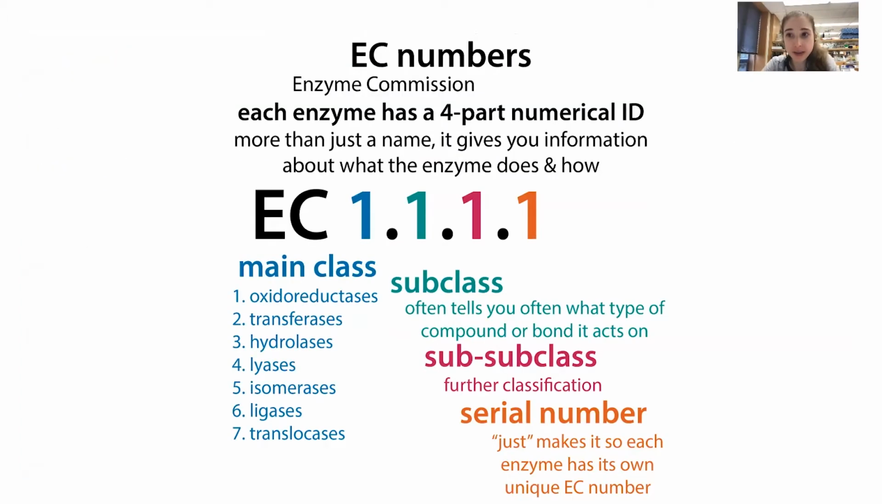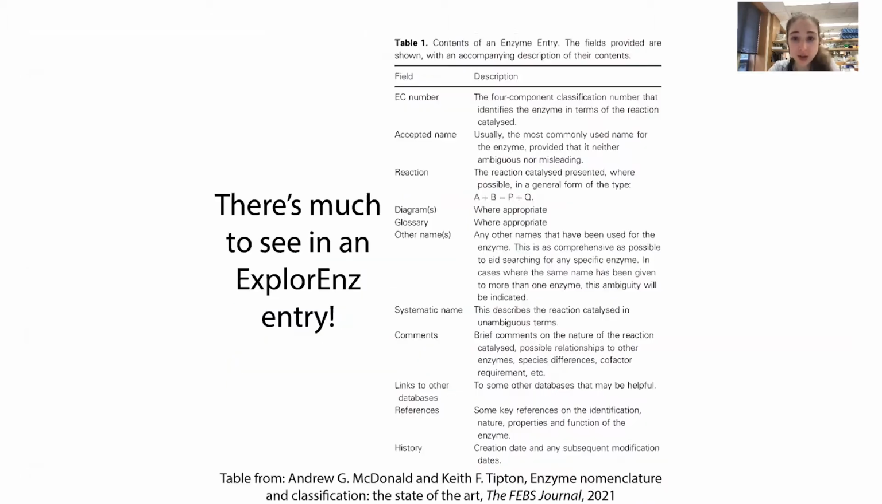These are the EC numbers that we are going to be talking about, which is just part of the information, because they are key to getting to the ExplorEnz entry, where you can find a lot more information, such as the accepted name, the systematic name, what reaction they catalyze, and various things like that. We'll get much more into the details.